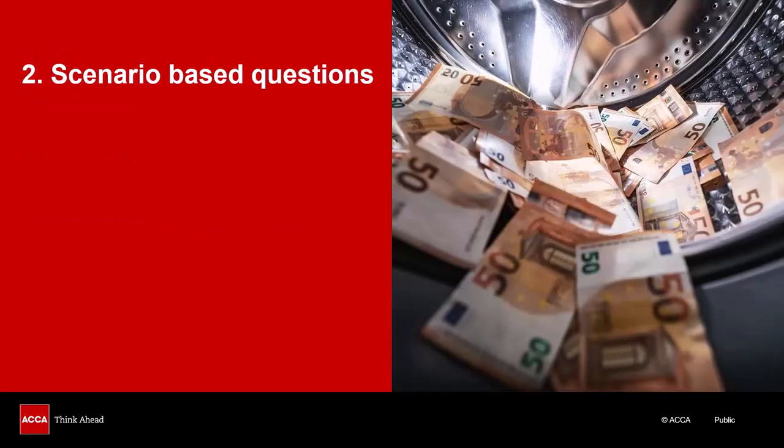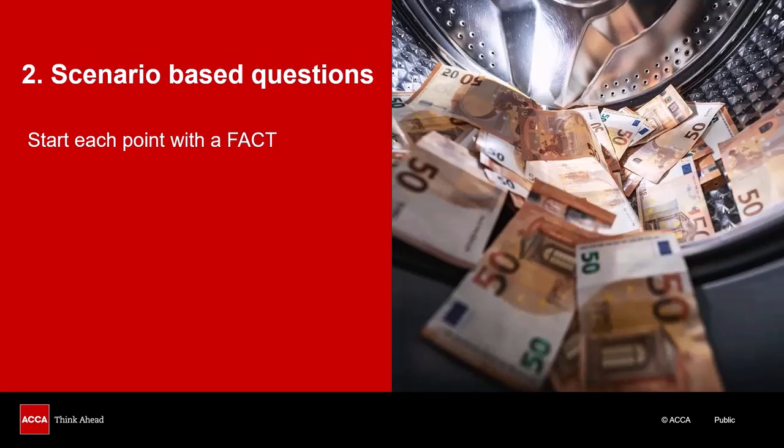Then on to the scenario-based questions where you get a clear money laundering question. And it says to you, explain the money laundering risks in this scenario. Now here, it's really important that you don't write a textbook answer. You are not trying to demonstrate that you have memorized the notes. What you're trying to do instead is to use the scenario as much as possible to write points that are in the context of the scenario.